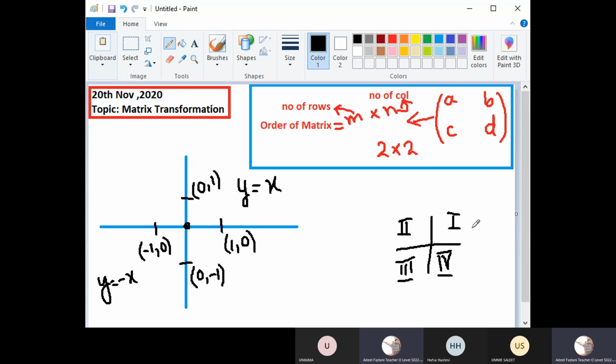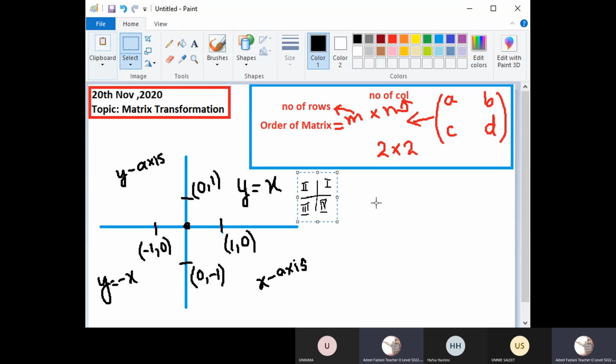So always remember that your first quadrant is of y equals x, and your third quadrant is of y equals minus x, and your second quadrant is your y-axis, and your fourth quadrant, which is left, is your x-axis. Now see, you are actually going to reveal the matrices through these planes, right? So you have four quadrants, and the quadrants are always written as first, second, third, and fourth.